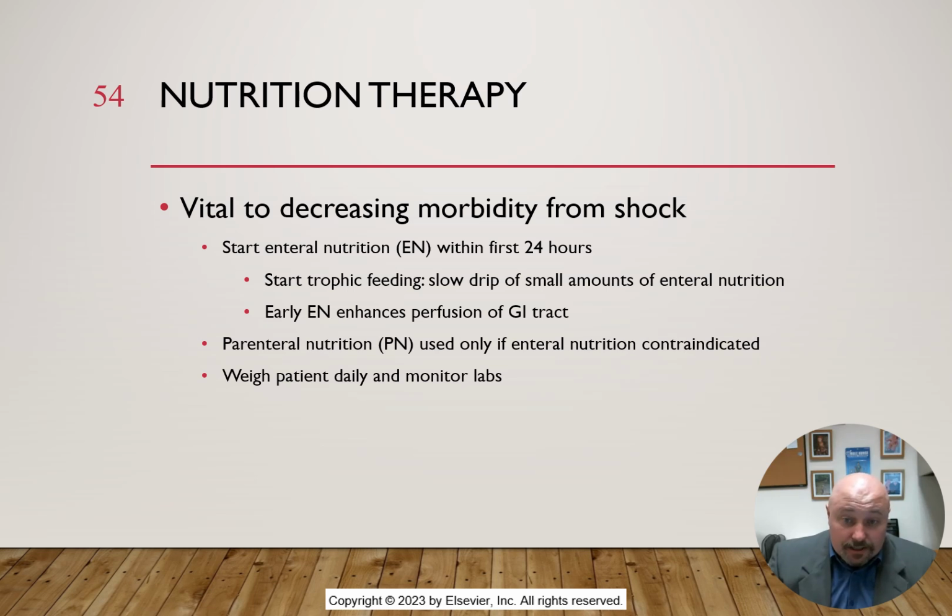Vital to decreasing the morbidity from shock is nutrition therapy. In this case, we want to start enteral nutrition within the first 24 hours. Start trophic feedings closely. Slow the drip to small amounts of enteral nutrition. Parenteral nutrition should only be used when enteral nutrition is contraindicated. We want to weigh the patient daily and monitor the labs closely for any changes or trends.